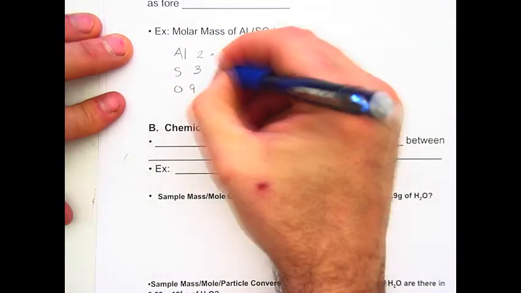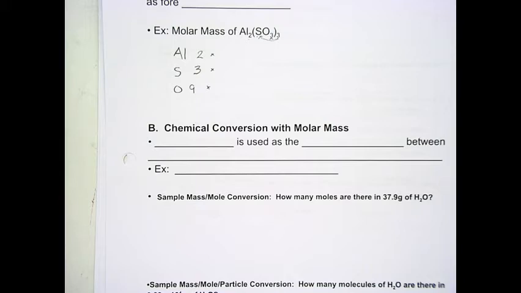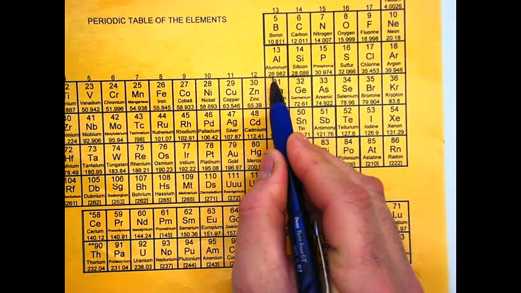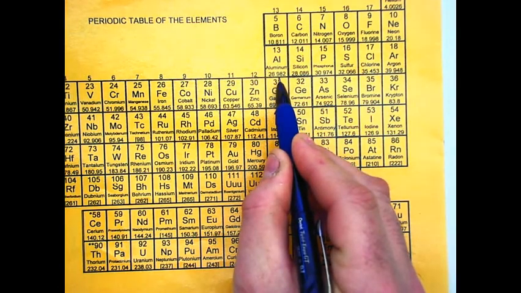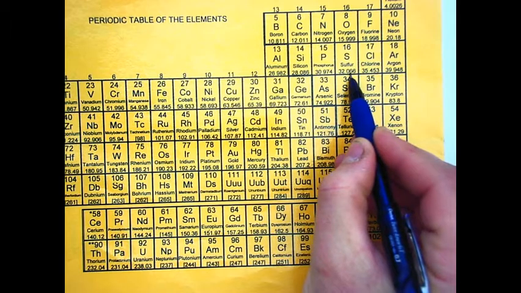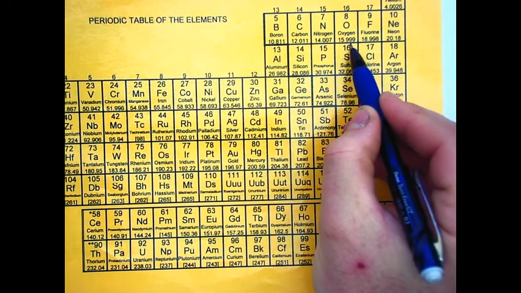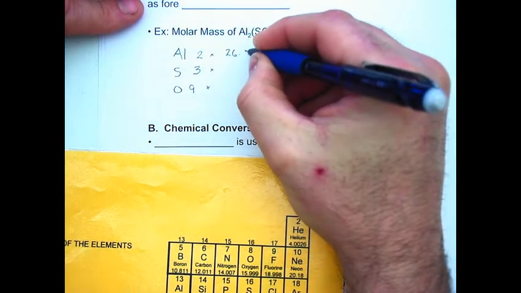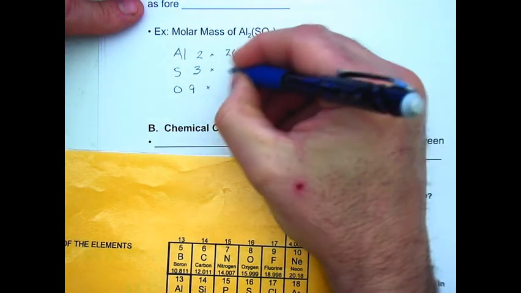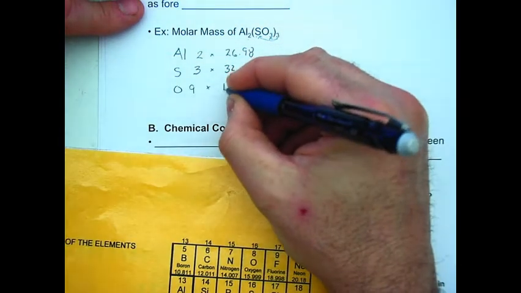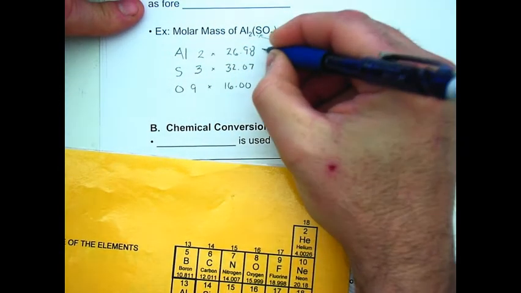Again, we multiply each of those numbers by the average atomic mass of each substance. For aluminum, it is 26.98. For sulfur, it's 32.07. And for oxygen, this rounds off to 16.00. So aluminum is 26.98, sulfur is 32.07, and oxygen is 16.